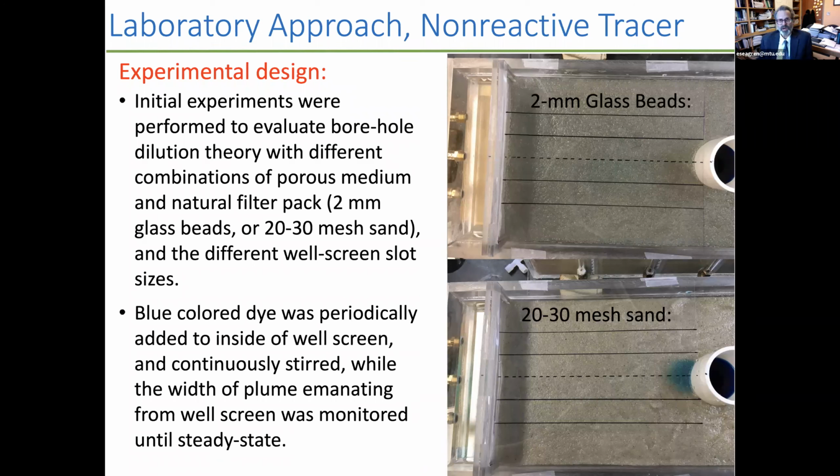And our initial experiments were done with a non-reactive tracer. We used blue food coloring as our dye. And what we did was we periodically added it to the well screen, and stirred that water continuously inside the well at such a rate that it wasn't pushing it out of the well, but just keeping it well mixed inside of the well. And then we monitored the width of the plume emanating from the screen. We just did this using a visual assessment.